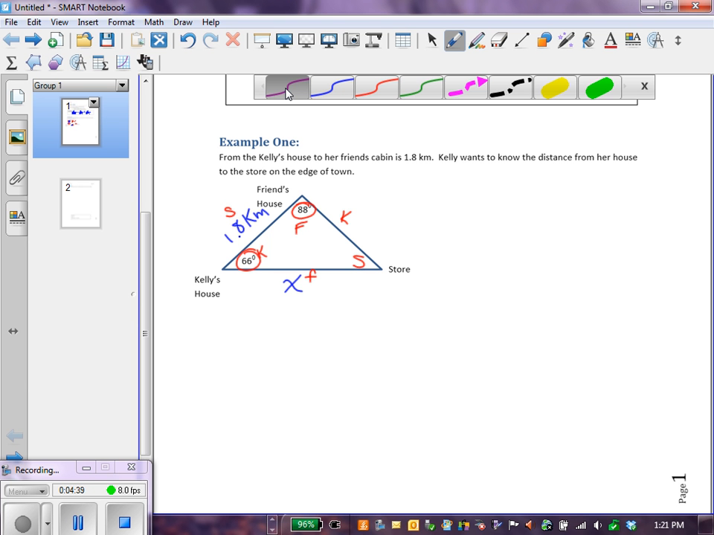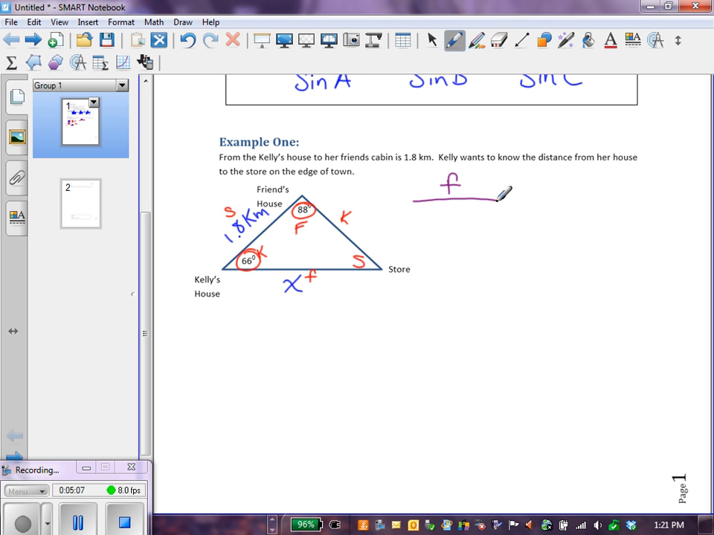Okay, now remember that, what am I looking for? I'm looking for this x value, or letter f, whatever floats your boat. And what angle corresponds with side f? 88. This is why we label these things. So we know that that has to be included in my sine law. So I'm going to have side f over sine of 88.